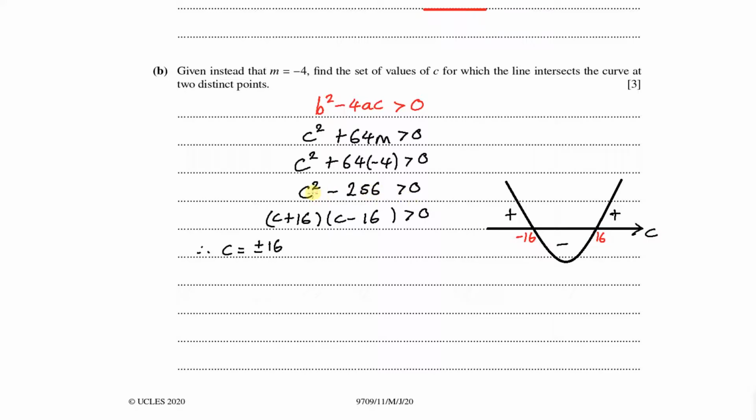So we want values of c such that c squared minus 256 is greater than 0, and greater than 0 means positive. So this graph is positive for values of c that are less than minus 16 and values of c that are greater than 16. So the solutions will be c is less than minus 16 and c is greater than positive 16. So we have these two solutions right here, and that's the answer to part B.